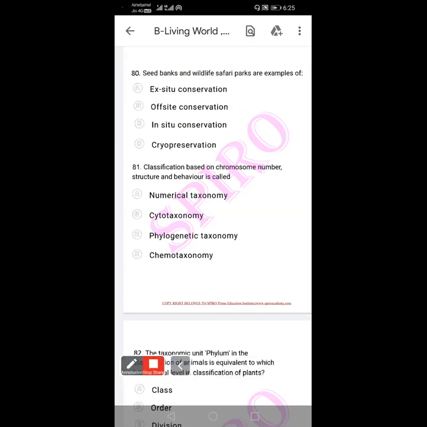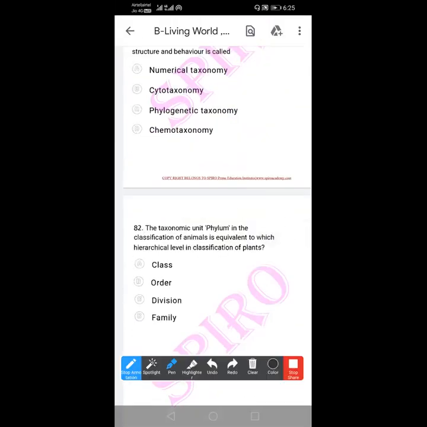And question number 81. Classification based on chromosomal number, structure and behavior is called cytotaxonomy. I think we have discussed a similar type of question earlier. So it is cytotaxonomy.